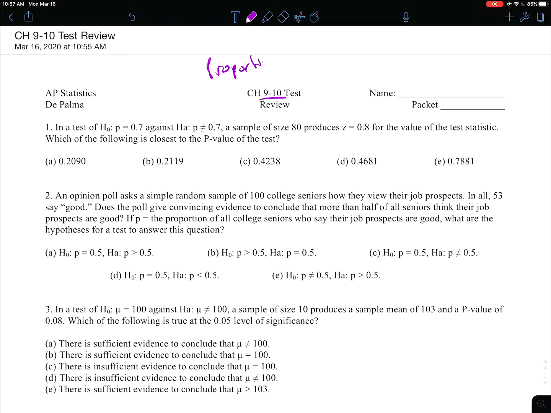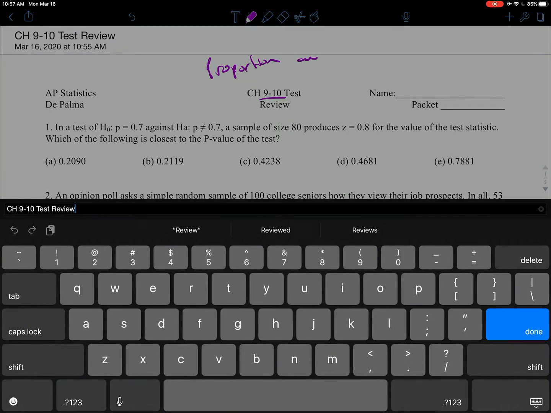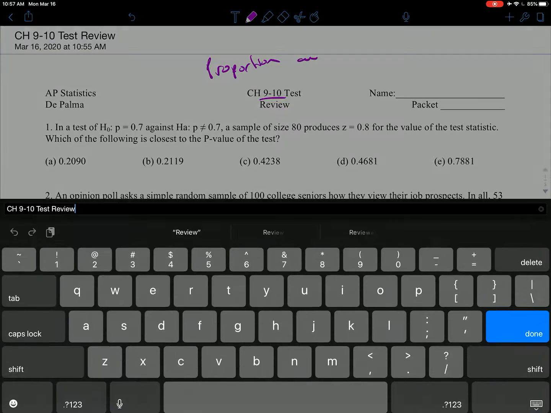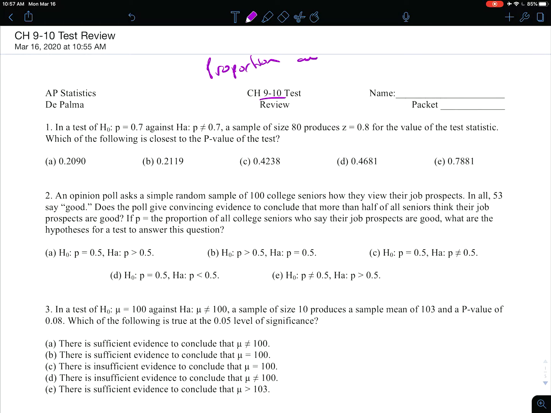proportions and means. So it could be one prop Z test, interval, two prop Z test and interval, one sample T test for means, one sample T interval, and then the two sample T procedures for means, and then the paired T test. We're gonna make sure we're on top of that as well.